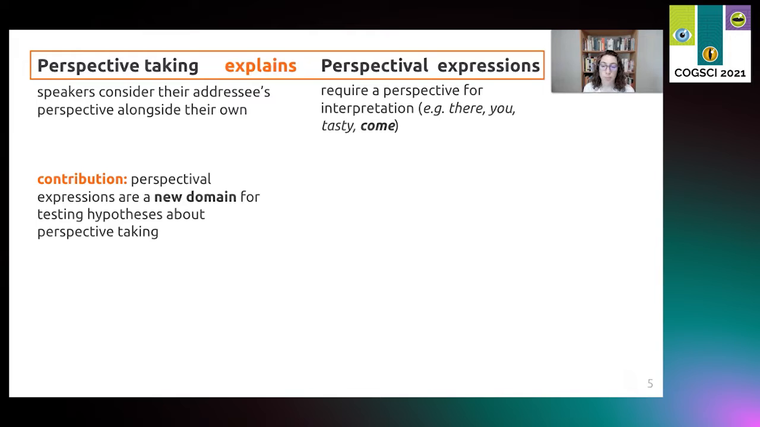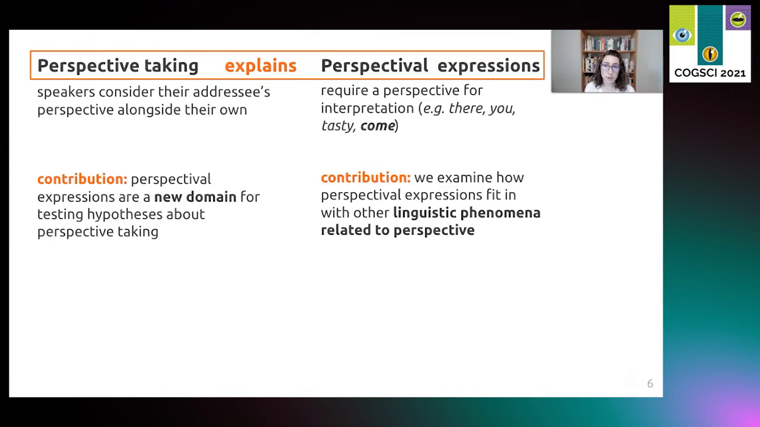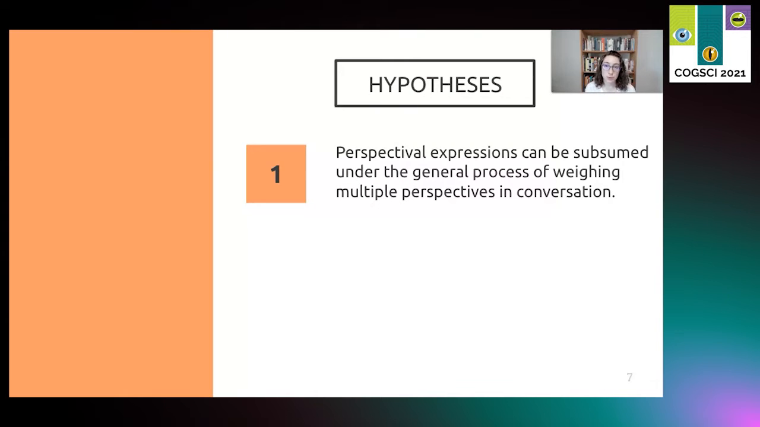As I mentioned before, much work on perspective taking has focused on reference tasks. This also contributes to work on perspectival expressions since it examines how their use fits in with other linguistic phenomena related to perspective. And this relates to the first of the two hypotheses we explore in this work, which is that use of perspectival expressions can be subsumed under the general process of weighting multiple perspectives in conversation.